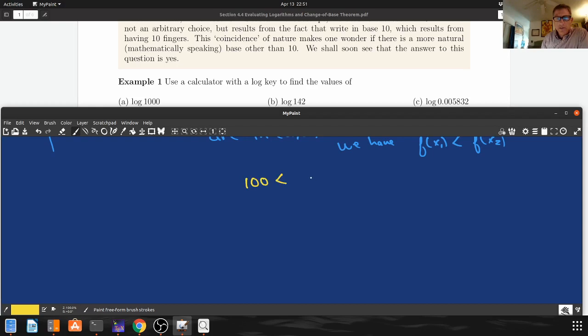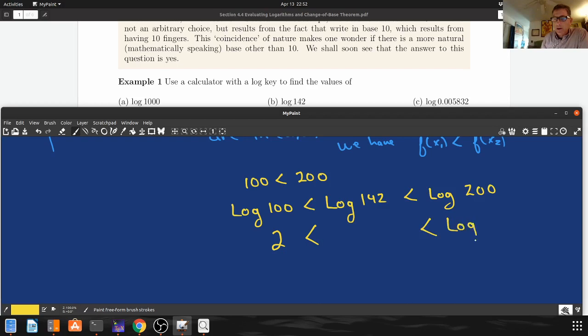100 is less than 200. So log of 100 is going to be less than log of 142, which is less than log of 200. So I know what the log of 100 is. The log of 100 is 2. So the value I'm looking for is going to be greater than 2 and less than the log of 200, and I will give you that value right now because I computed it.